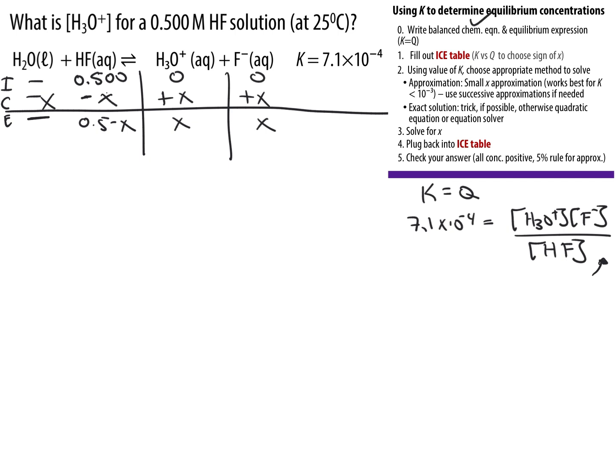Now we're all ready to go and get started trying to solve this problem. We may as well now plug into K equals Q. That's always sort of our next step here. So I'll do that over here. 7.1 times 10 to the minus 4 is equal to H3O plus is x, F minus is x, divided by 0.5 minus x. So that's just plugging in here. H3O plus was x. F minus at equilibrium is x, and then plugging in for HF, 0.5 minus x.